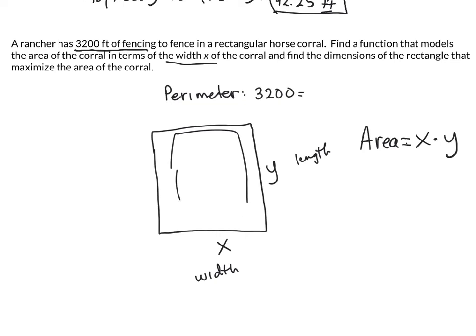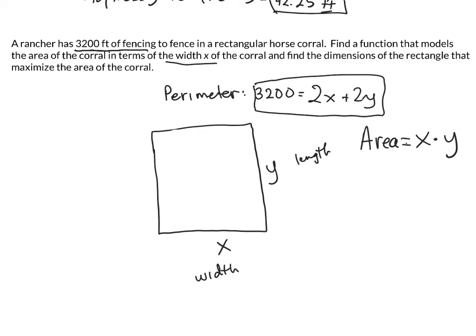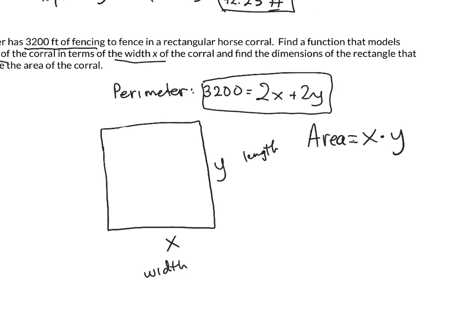So if we added up all four sides, we'd be adding up 2x lengths and 2y lengths. So the perimeter of a rectangle is 2x plus 2y. This gives us an equation for the perimeter, but they didn't ask for a function that models perimeter. They asked for a function that models area. So why are we talking about perimeter?